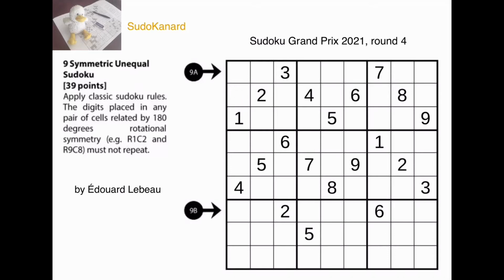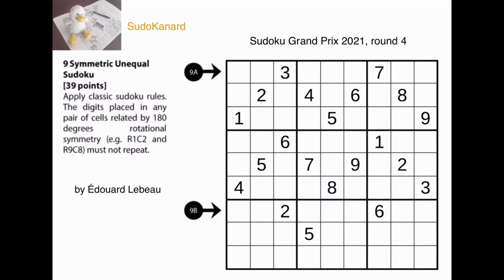And I set this puzzle a few months ago. I didn't solve it in the meantime, so I forgot almost everything about it. So I'm doing almost a live solve. So let's begin with just plain classic Sudoku stuff.